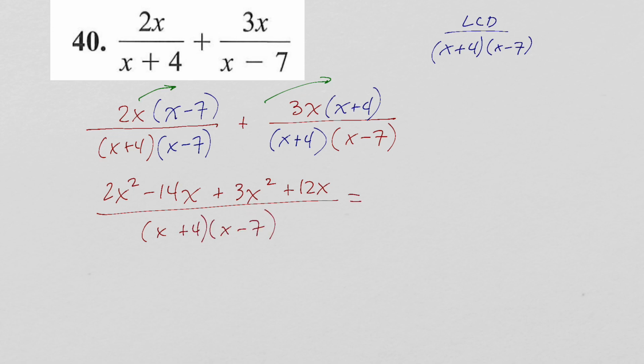and 2x squared plus 3x squared is 5x squared. Negative 14 plus 12 is negative 2x. And that's the final answer.